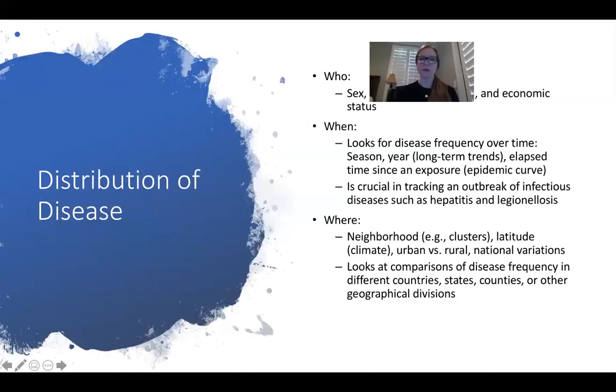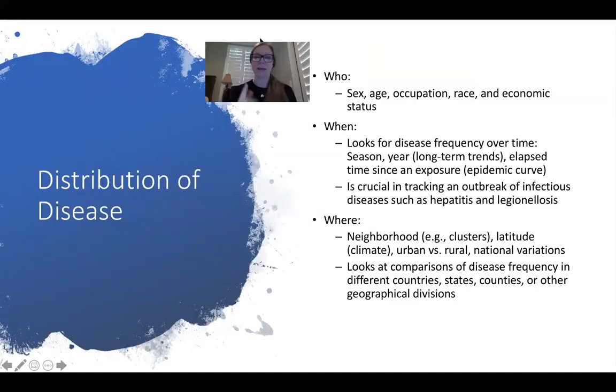Okay, so distribution of a disease: who, age, sex, occupation, race, economic status. This is how we try to figure out how the disease is happening, where it's happening, and when. It looks at disease frequency over time: season, year, long-term trends, things like that. It is crucial in tracking outbreaks of infectious diseases such as hepatitis. Where: what neighborhood, latitude, urban versus rural, national variations. It looks at comparisons of disease frequency in different countries, states, counties, and other geographical factors and more.